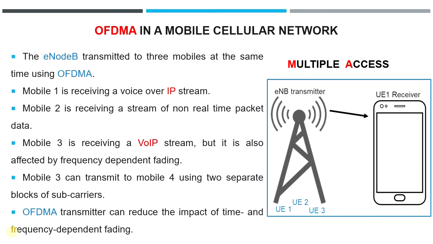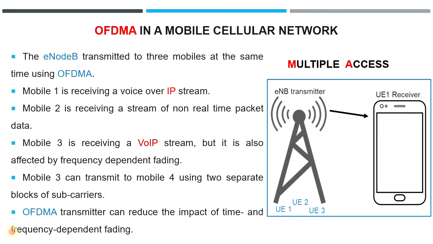You can see in this example here, Mobile 1 is receiving a voice over IP stream, and hence the number of subcarriers is low but constant. On the other hand, Mobile 2 is receiving a stream of non-real-time packet data. The average data rate is higher, but the data come in bursts, so the number of subcarriers can vary. The base station can also respond to frequency-dependent fading by allocating subcarriers on which the mobile is receiving a strong signal.